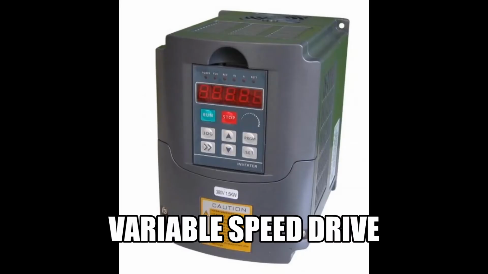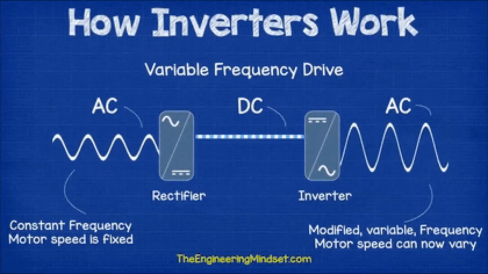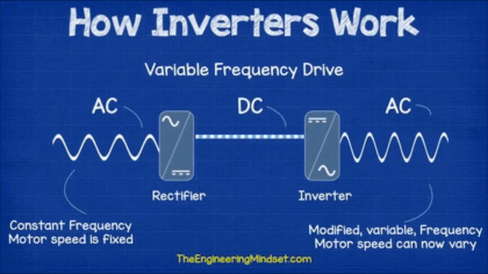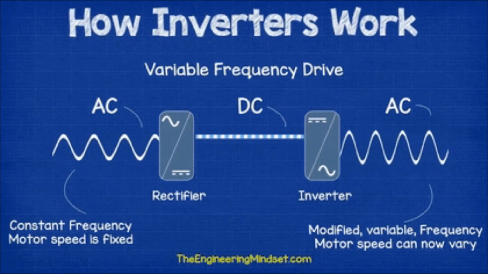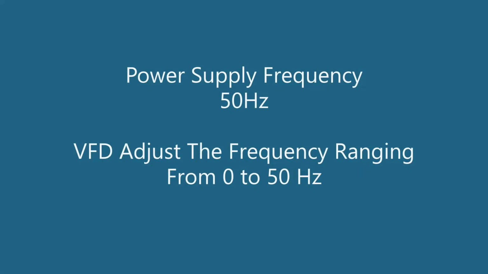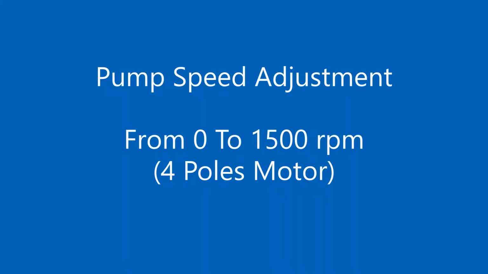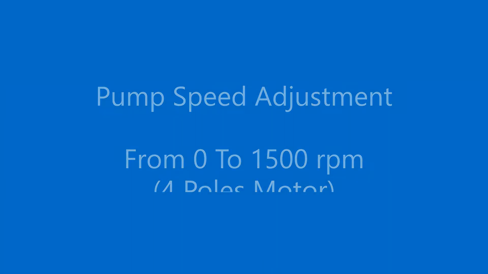In order to vary a motor speed, we need to use a variable frequency drive, VFD, to adjust the motor speed. A VFD is a device that controls the speed and torque of the motor by varying the frequency of the input electricity. The power supply frequency is normally ranging from 0 to 50 Hz. Theoretically, you can adjust the motor speed from 0 to 1500 revolutions per minute if it is a 4-pole motor.